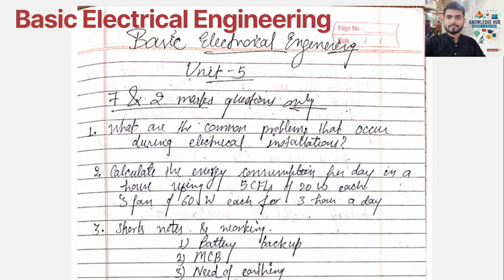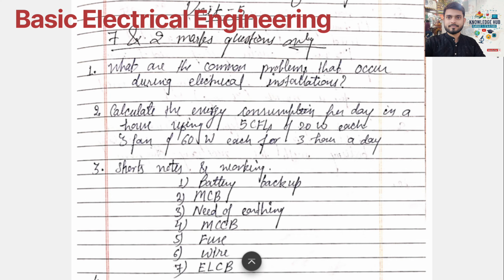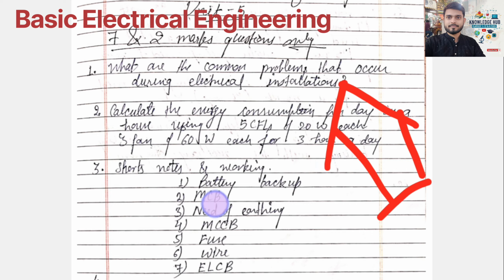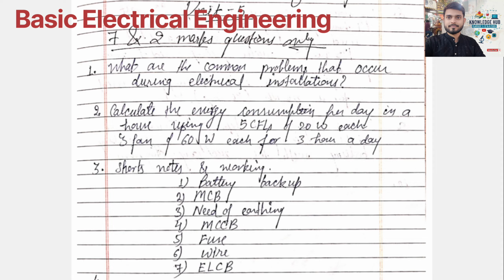The fifth unit of Basic Electrical Engineering, 7 and 2 marks questions are very important. Number 1 is what are the common problems that occur during electrical installation? We know that there are many hindrances, many problems we face if we install any devices in our homes. We install anything like an inverter and we can face many problems. So what problems are included in this question?